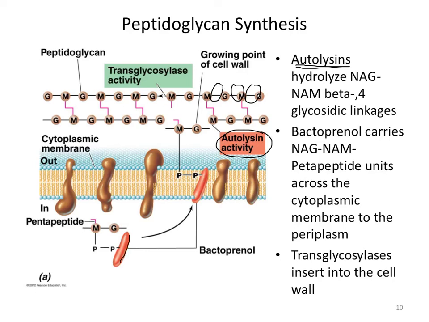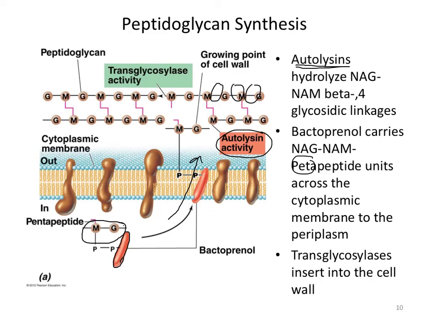Bactoprenol, which is shown down here in red, is going to associate in the cytoplasm with NAM-NAG units, and it's going to carry them across the cytoplasmic membrane and into the periplasmic space, where they're then available for synthesis. As it does that, it's also carrying the whole peptidoglycan base structure, which is actually a NAG-NAM pentapeptide unit. So it's the NAM-NAG complexed with a few amino acids. We looked at that structure in a previous lecture.